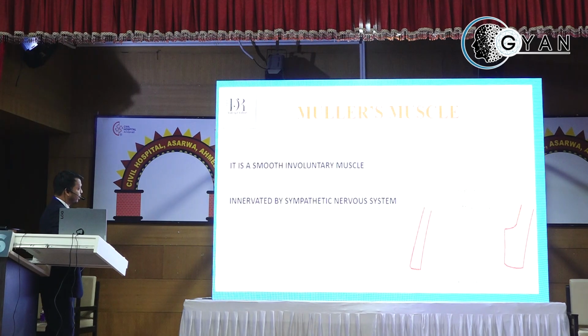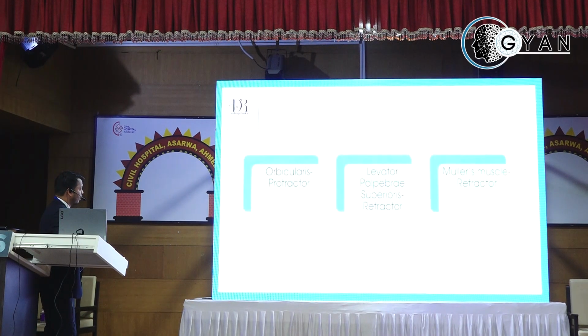Below the levator superioris, you have the Muller muscle. In between the levator and Muller muscle, we have the peripheral arcade artery, which lies between these two layers. It's a smooth involuntary muscle innervated by the sympathetic nervous system, and it also opens the eye. It contributes about 2 mm of the eyelid opening. So again, the orbicularis is a protractor muscle which closes the eye, the levator palpebrae superioris is a retractor of the eye, and the Muller muscle is a retractor of the eye again.